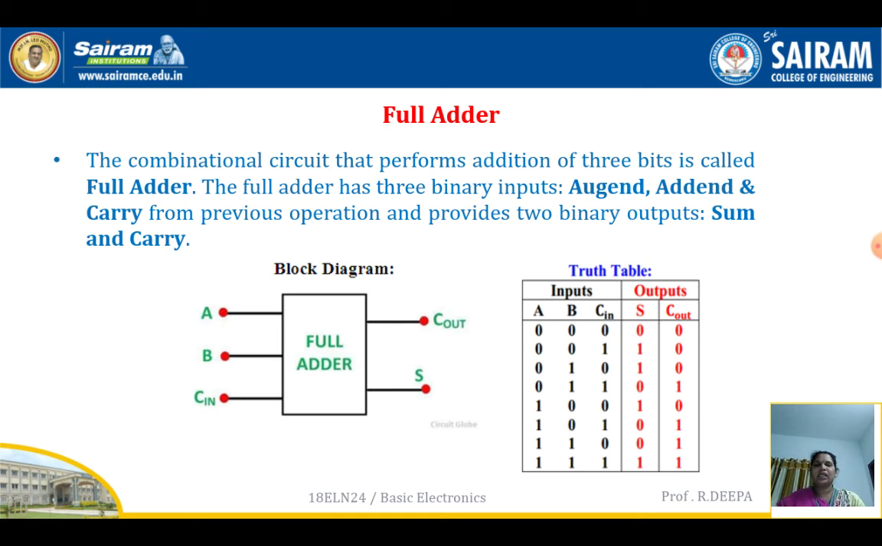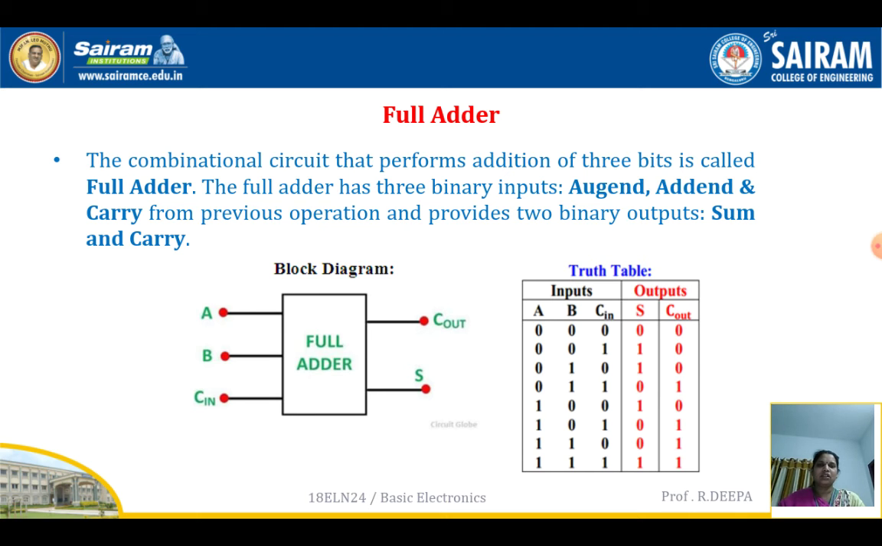The full adder has 3 binary inputs, the added bits and the carry from the previous operation, and the outputs will be sum and carry. In the block diagram we have clearly shown there will be 3 inputs, A, B and C in, and the outputs are C out, that is carry, and sum. On the right hand side I have shown the truth table for the full adder.